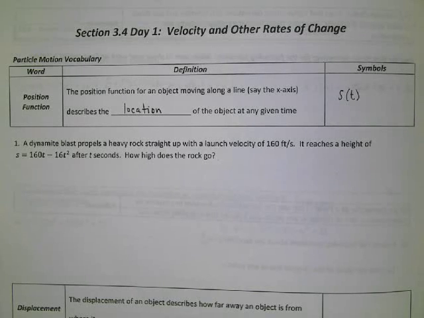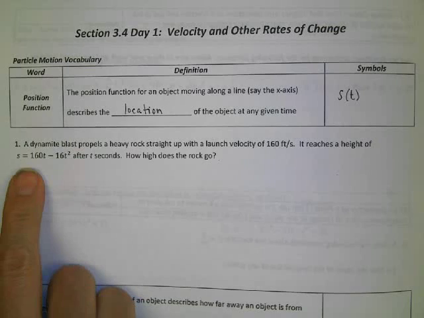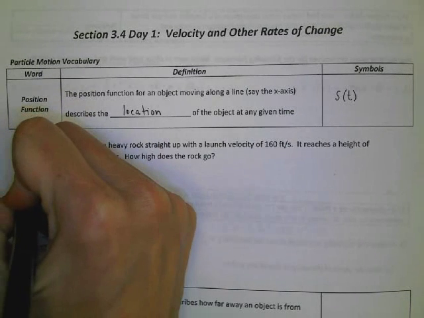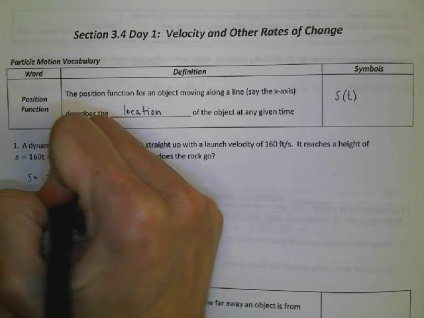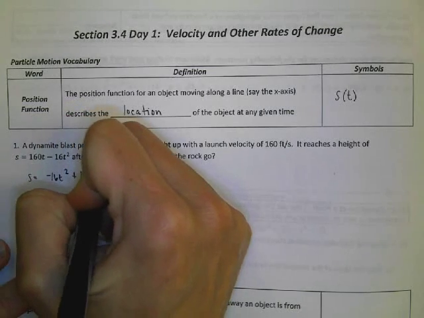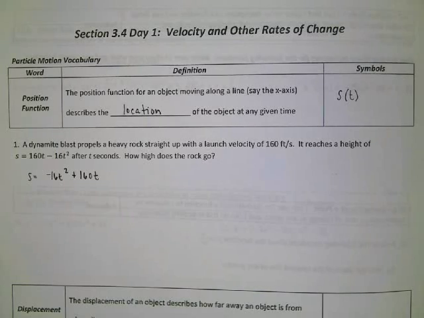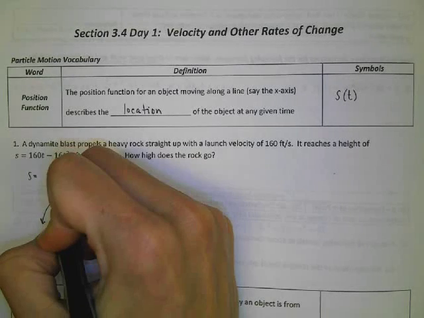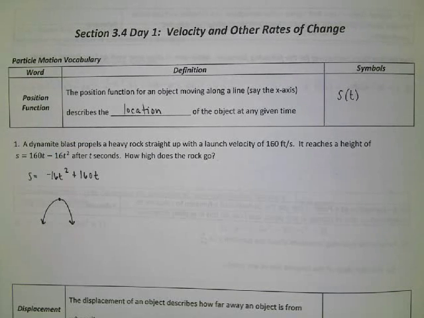So our first example says a dynamite blast propels a heavy rock straight up with a launch velocity of 160 feet per second, and it reaches a height defined by our position function after t seconds. So the question is, how high does the rock go? So we're going to use a little bit of our pre-calc knowledge here, and I can tell if I rewrite this that I've obviously got a quadratic function, and since my leading coefficient is negative, I know this opens down. And so I attain a max value at some point here.